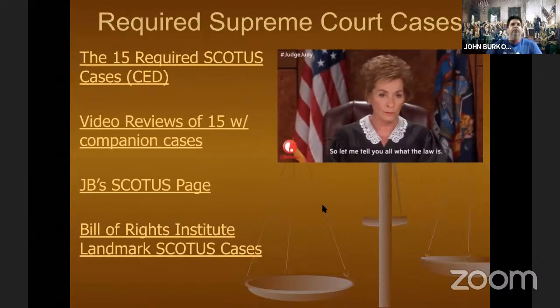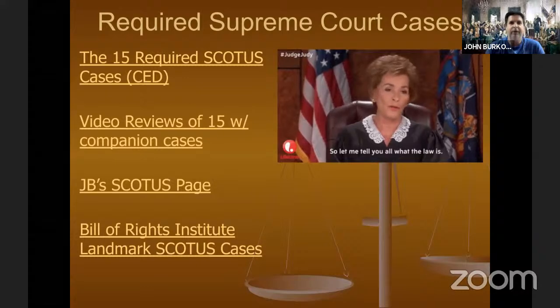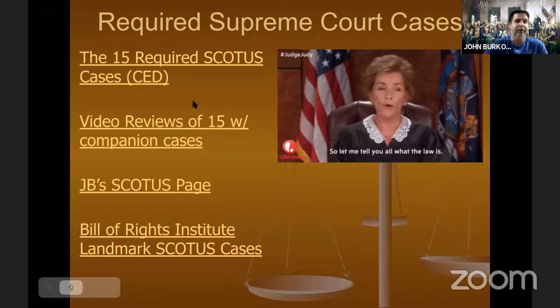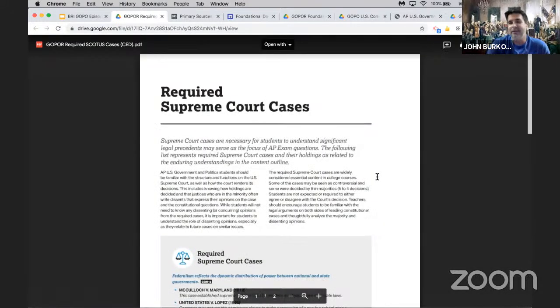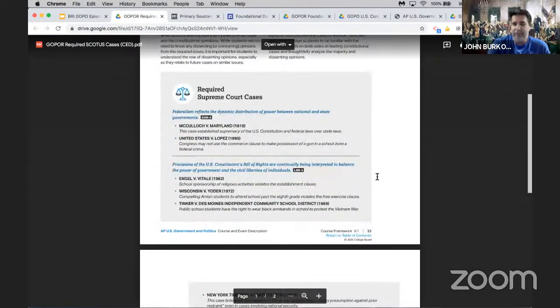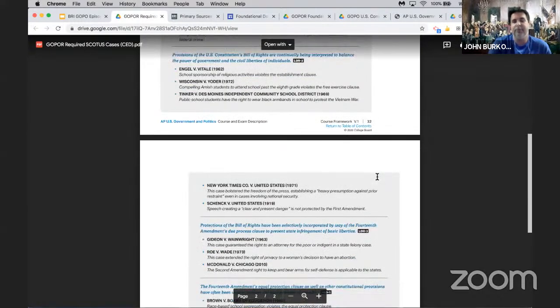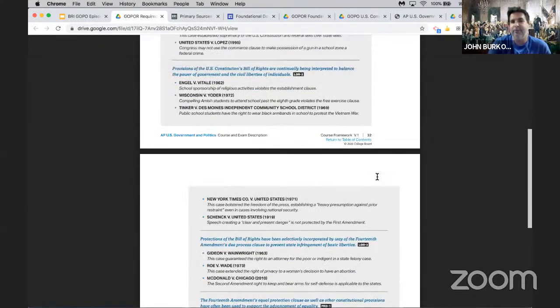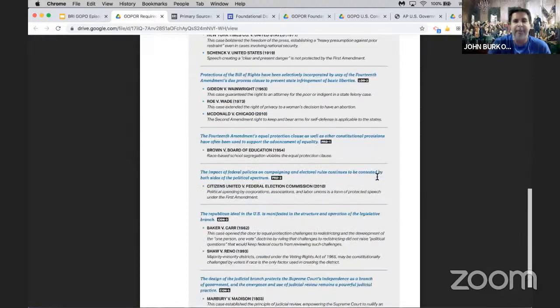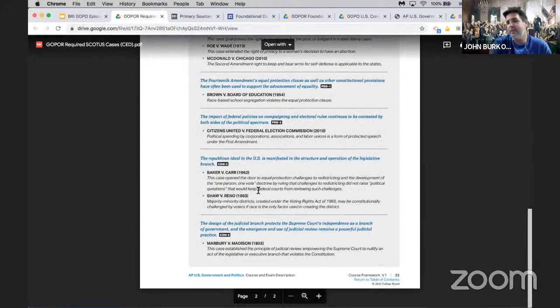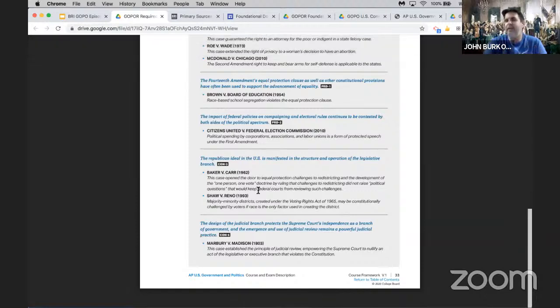Let's go to the SCOTUS cases. There are 15 required Supreme Court cases. Again, what are they? If you're still trying to figure that out, go to the CED, and here they are. And they break it down by big idea as well. And you see that most of the Supreme Court cases are for the civil liberties and civil rights unit. But there it is, and they've been nice enough to give you a general main idea of what the case is about and what some political concepts related to it are.